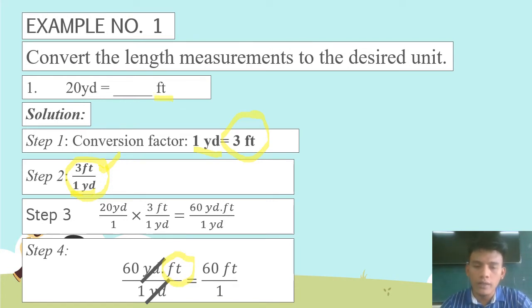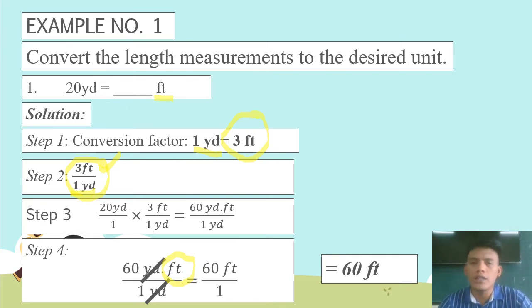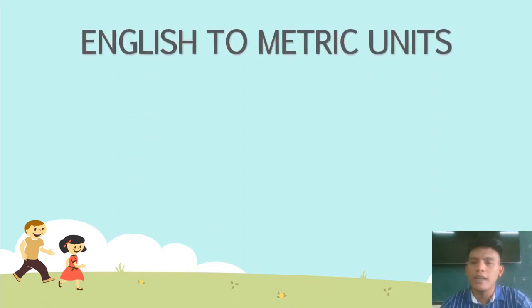60 over 1 feet is equal to 60 feet. And that will be our final answer. Let's try English to metric. Do you want to know? Yes, I will teach you the English to metric units.